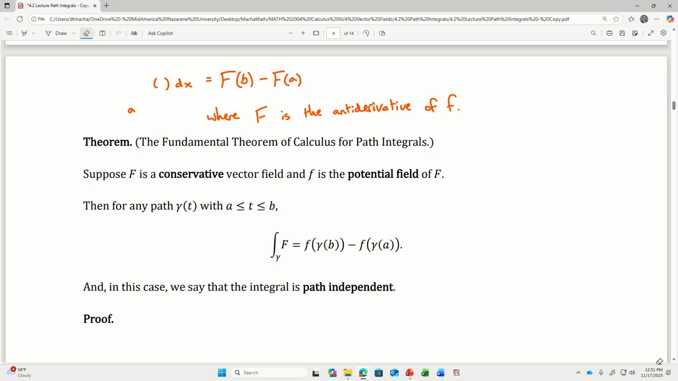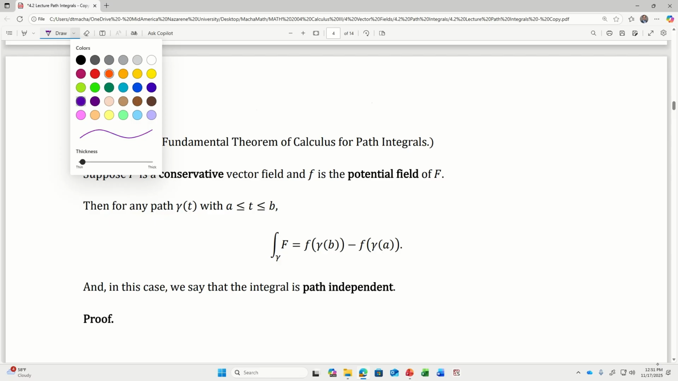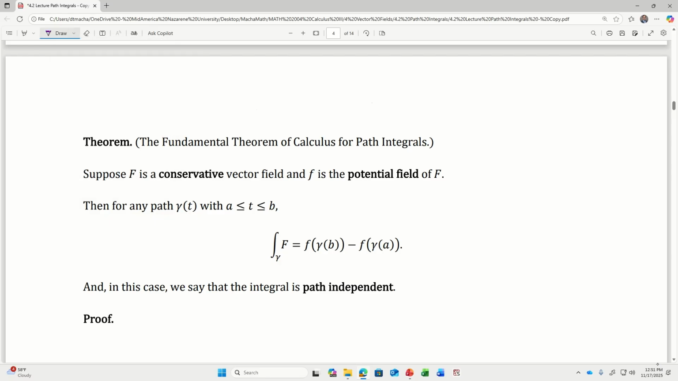It says, suppose you've got a conservative vector field, and lowercase f is the potential field of your vector field capital F. Then for any path gamma whose parameter starts at A and ends at B, a path integral over the conservative vector field is going to be equal to the potential field evaluated at the end point of the path minus the potential field evaluated at the start point of your path.